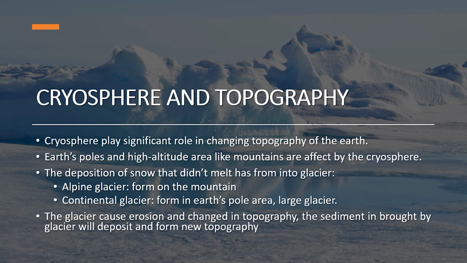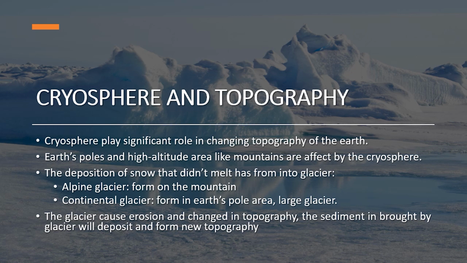In Thai, we call it Than Nam Kheng. So glaciers can be divided into the Alpine glacier, which is on top of the mountain, and the continental glacier, which is in the Earth's pole areas. Okay, the difference between the two: continental glaciers happen in the north and south poles of the Earth, and they are much larger glaciers.